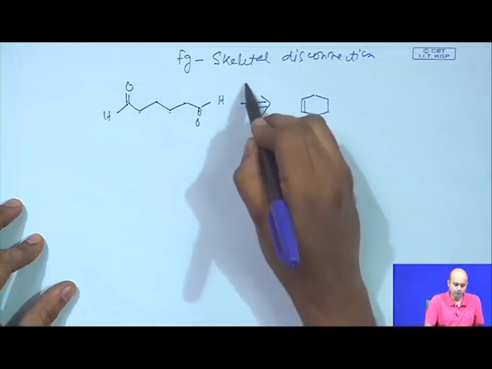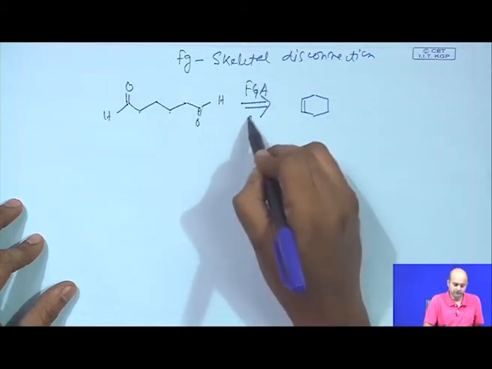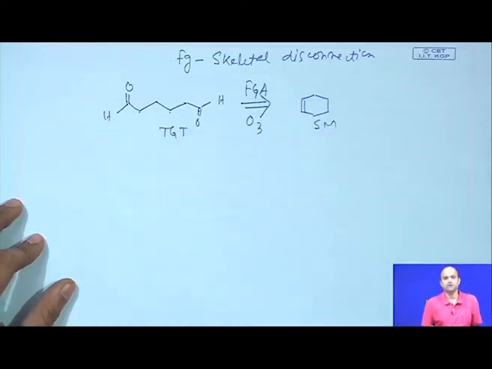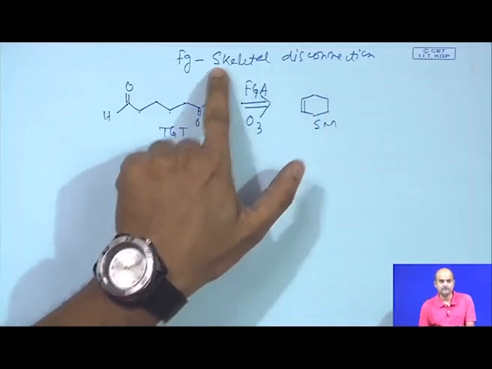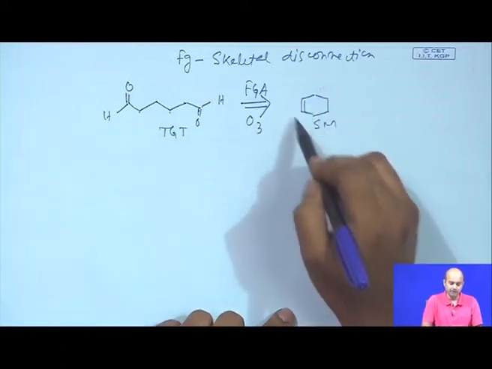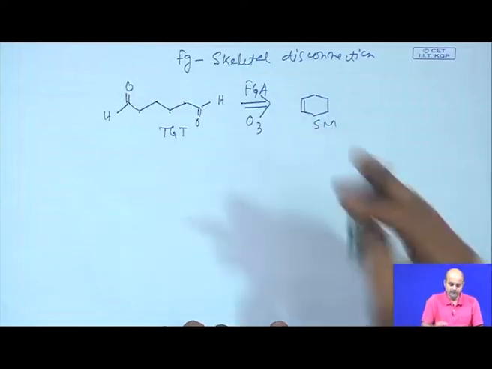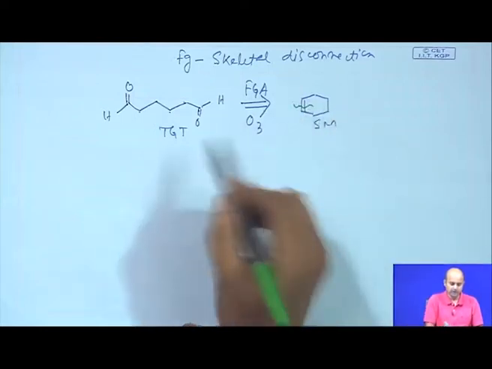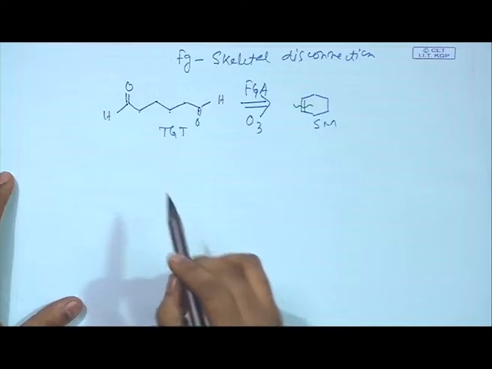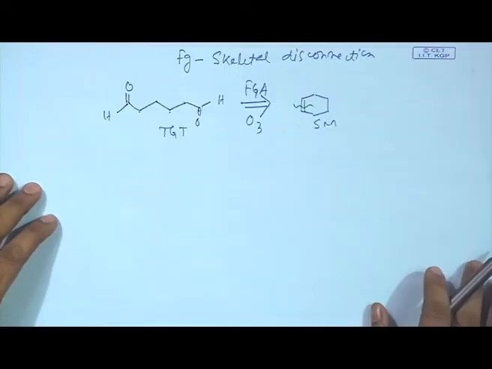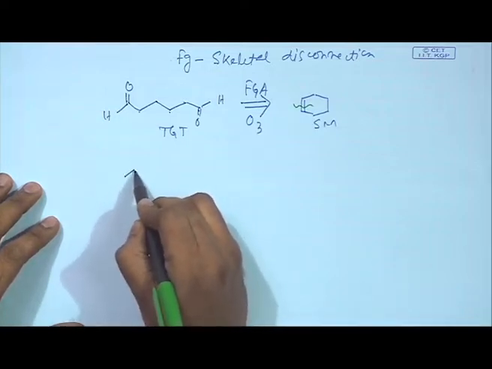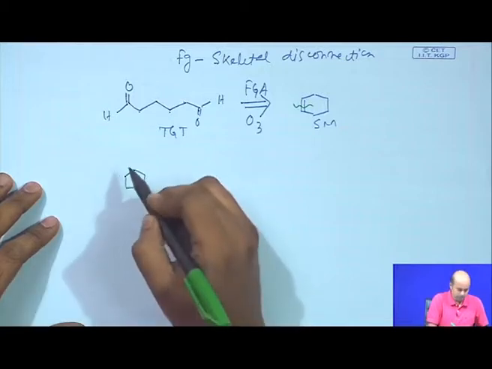So, what you do is an ozonolysis, by a functional group addition. This is the starting material. This is a simplified version of a functional group keyed skeletal disconnection. This is your final skeleton, and this is the starting material skeleton. You know that if you do a reductive cleavage, oxidative cleavage here, you can get this molecule. This kind of thing we will try to cover in functional group keyed skeletal disconnection. Let us say a little bit more fundamental problems.